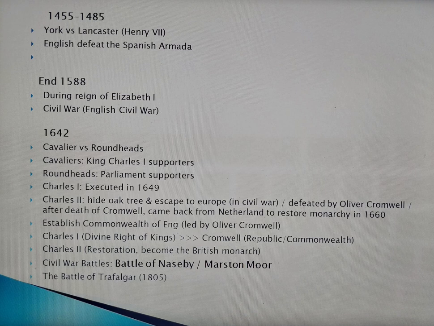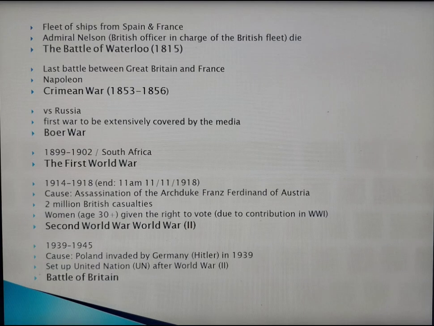Civil War battles are also called the Battle of Naseby or Marston Moor, and the Battle of Trafalgar was held in 1805. The Battle of Waterloo was in 1815. Admiral Nelson died in the Battle of Trafalgar, and Admiral Nelson was the British officer in charge of the British fleet. The Crimean War was the last battle between Great Britain and France. It was held 1853 to 1856.